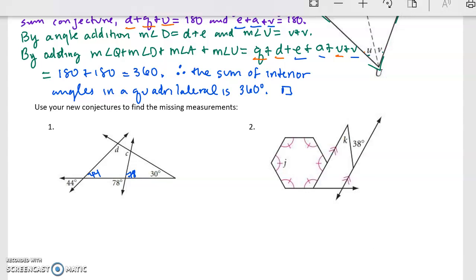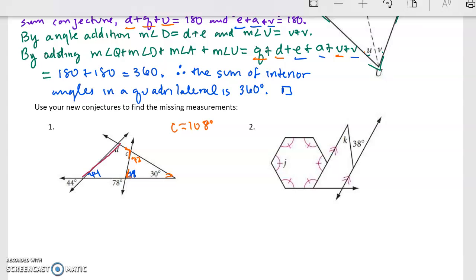Then I notice that I have a triangle right here. So 78 and 30 is 108, and then I subtract that from 180, and so this is 72. I can use linear pair then to get C. So C is 180 minus 72, so C is 108. I could also use my exterior angle conjecture. Remember, the exterior angle, this angle here, is the sum of the remote interior angles. I could have used that. And again, you can get any of the angles in multiple different ways.